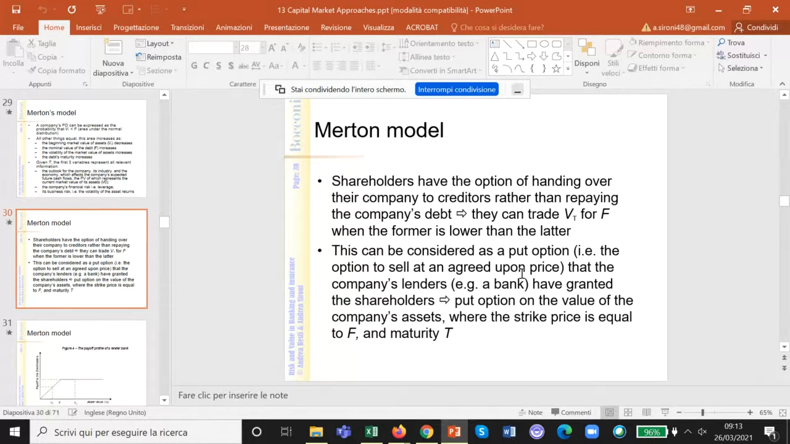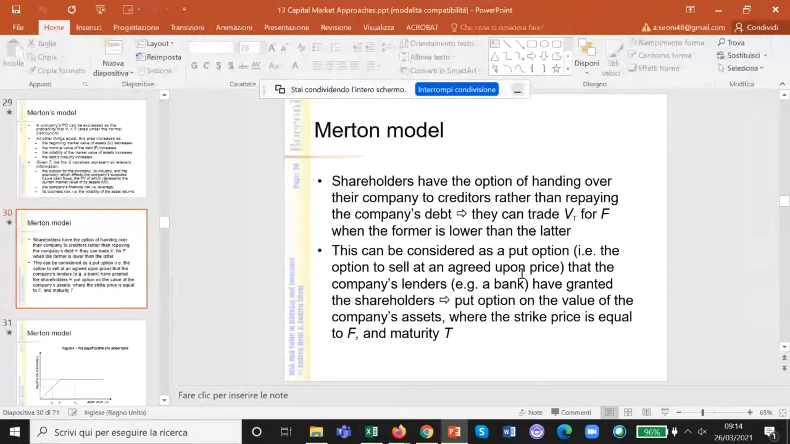Basically, the underlying idea is that shareholders have the option of handing over the company to the creditors rather than paying back debt if the value of the assets has gone below the value of debt, if V has become lower than F. It's a bit as if the lender, say the bank or the bond investors, have written a put option, given the shareholders a put option, whereby the shareholders have the right to sell the assets of the company back to the lenders, the bond investors, if the value of the asset has gone below the value of debt.